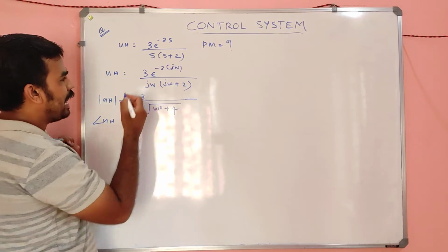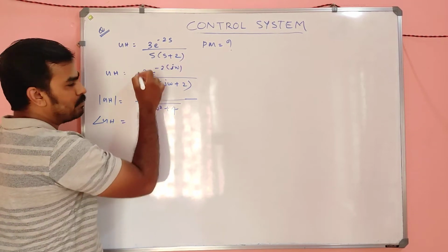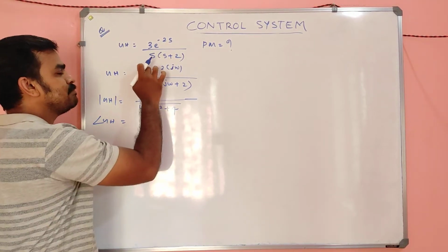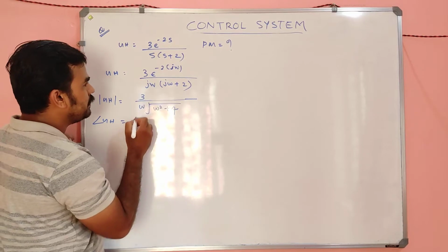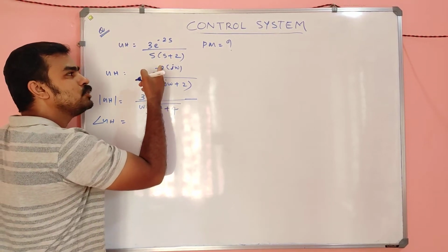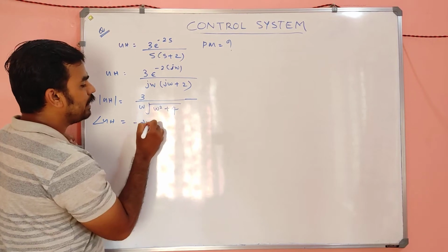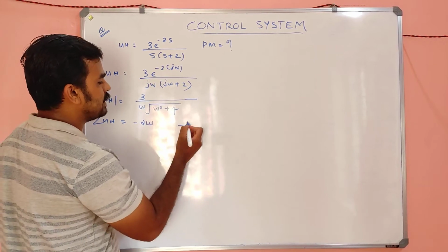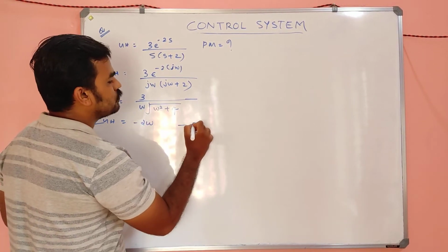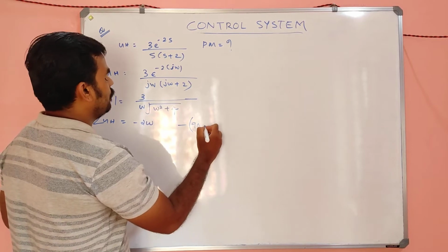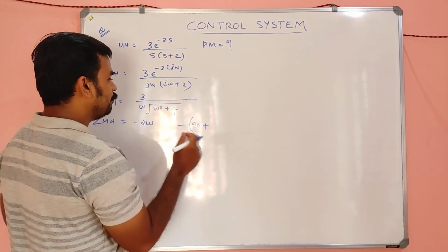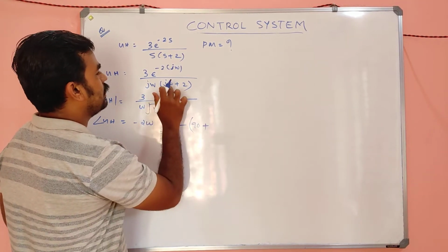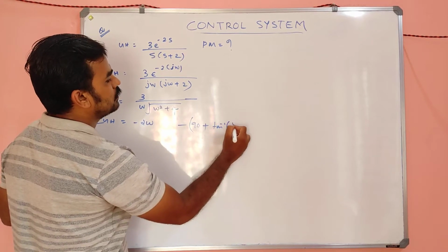Am I right? This 3 is the magnitude only, not in angle. It won't affect the angle, right? So this is the magnitude term. The angle of the numerator is nothing but the angle of e raised to minus 2 j omega, which is minus 2 omega. Minus, what is the angle of the denominator? It is j omega, so simply 90, plus the angle of omega plus 2j, which is tan inverse omega by 2.